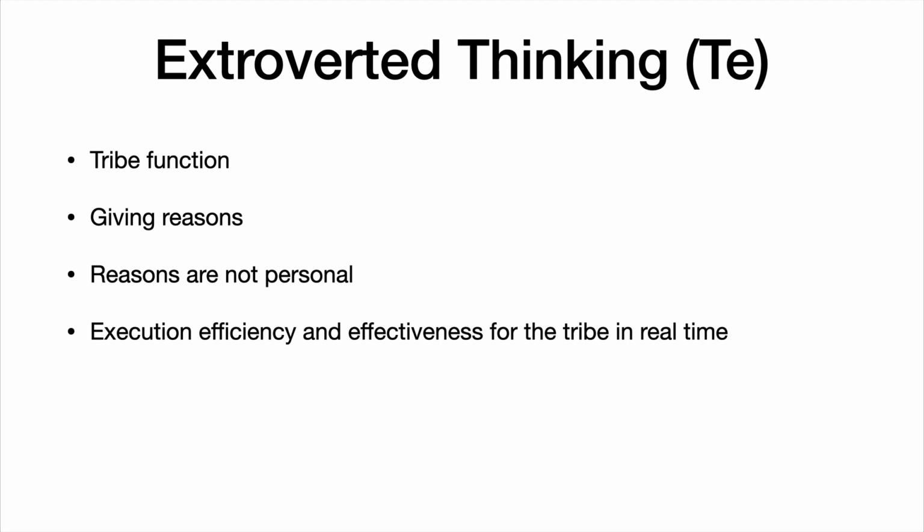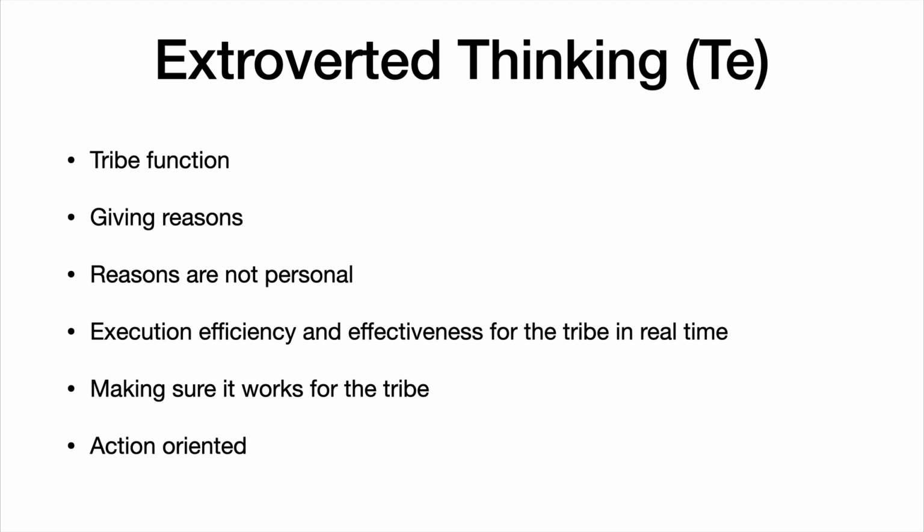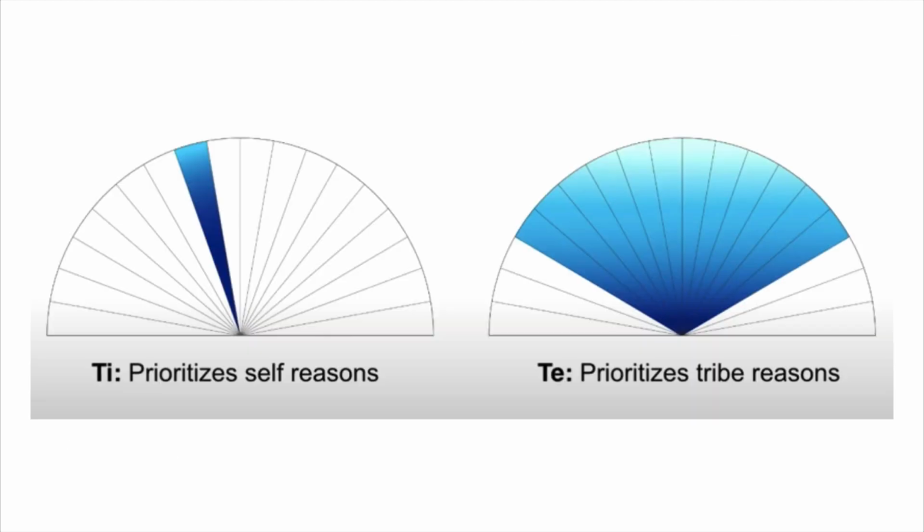Next, we're going to cover what extroverted thinking is, which is the second part of anti-blast. Extroverted thinking is a tribe function. It is giving reasons. Reasons are not personal. It's focusing on execution, efficiency, and effectiveness for the tribe in real time. It's making sure it works for the tribe, and it's action-oriented. So the difference between introverted thinking and extroverted thinking is that introverted thinking usually focuses on their own reasons, while extroverted thinking individuals will try to make sure that it works for the tribe.